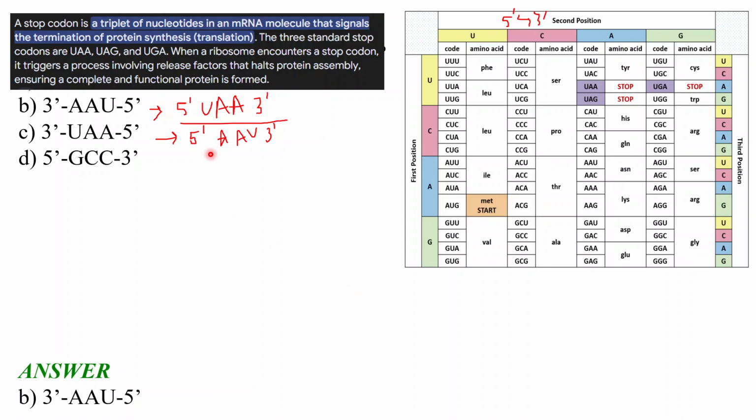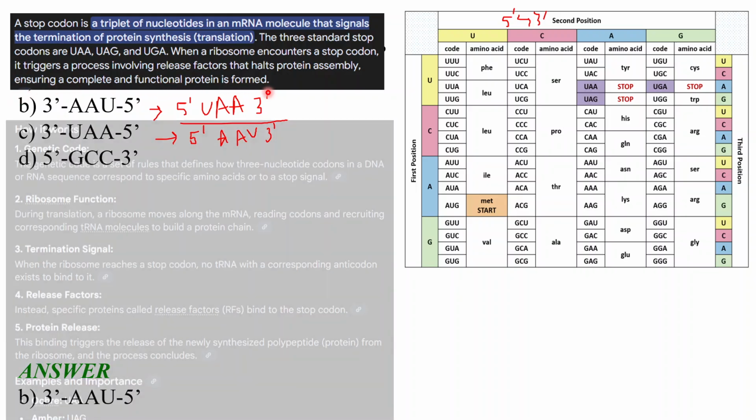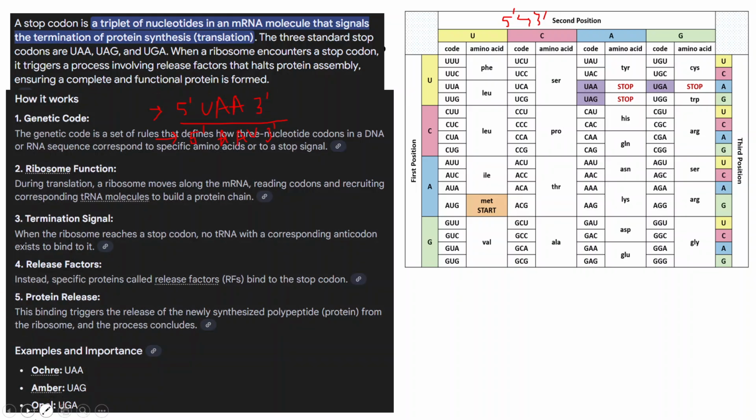So basically, a stop codon is a triplet of nucleotides in an mRNA molecule that signals the termination of protein synthesis or translation. The three standard stop codons are UAA, UAG, and UGA. When a ribosome encounters a stop codon, it triggers a process involving release factors that halts the protein assembly, ensuring a complete and functional protein is formed. Okay, let me just erase this, otherwise it won't be understandable.